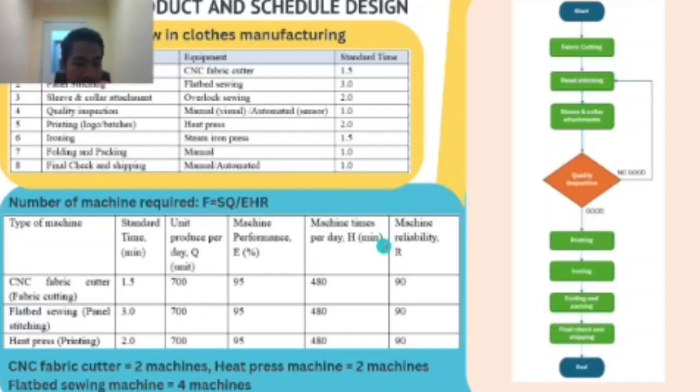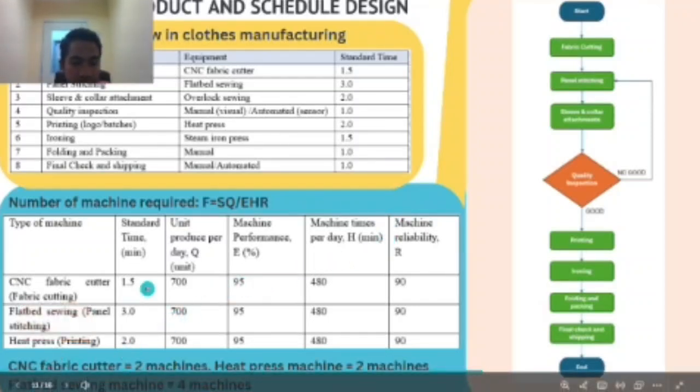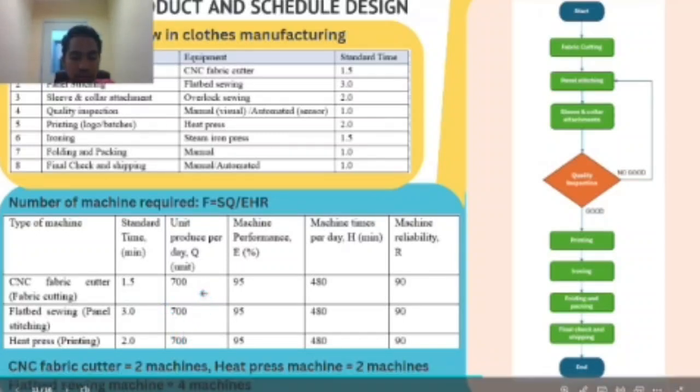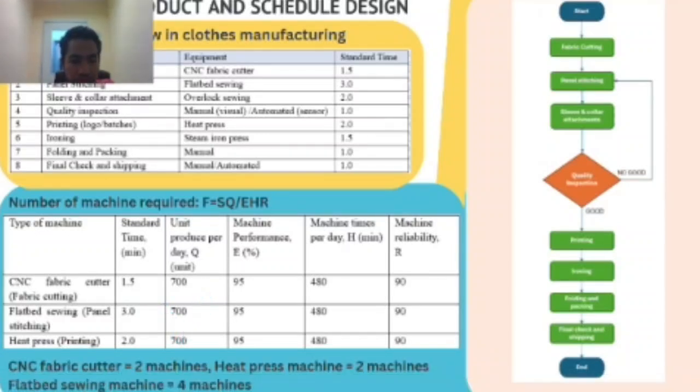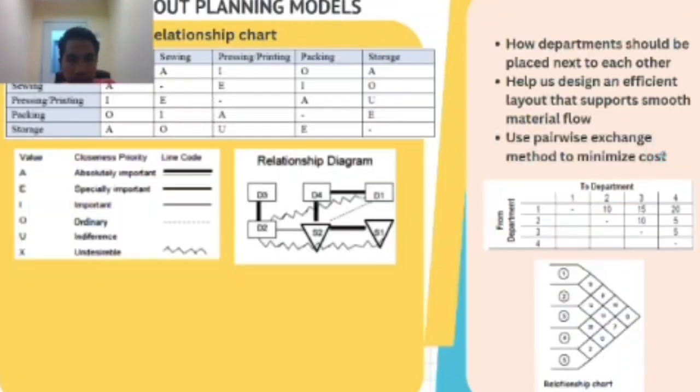And the result is we get 2 machines for the CNC fabricator, and also the press machine, and also the flatbed sewing machine for usage.